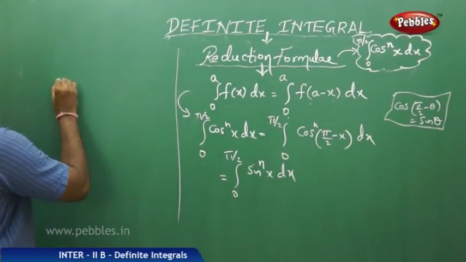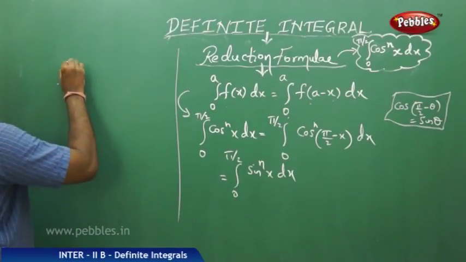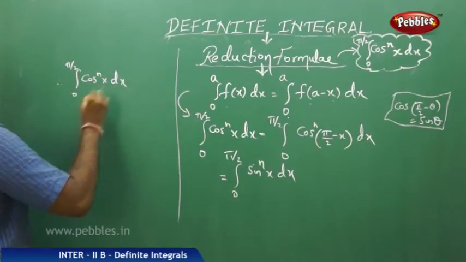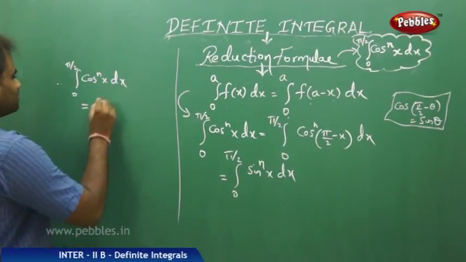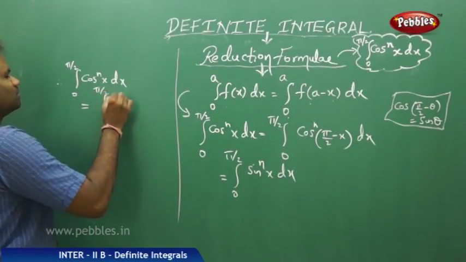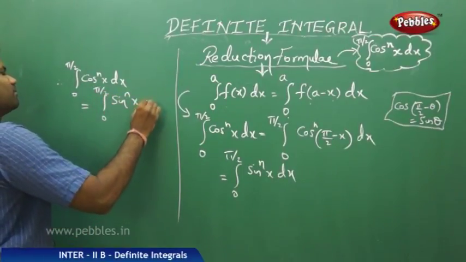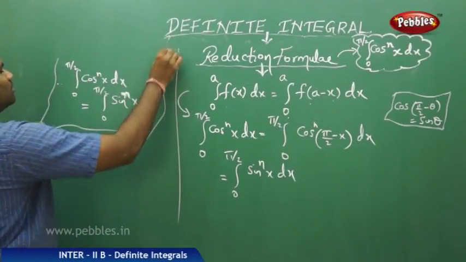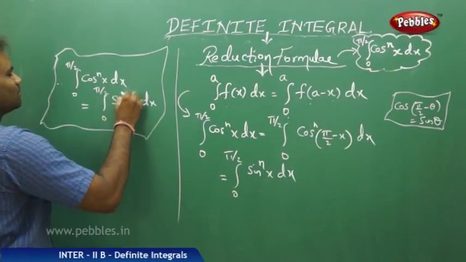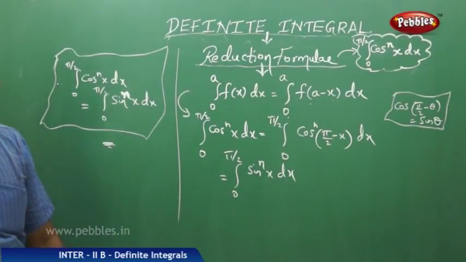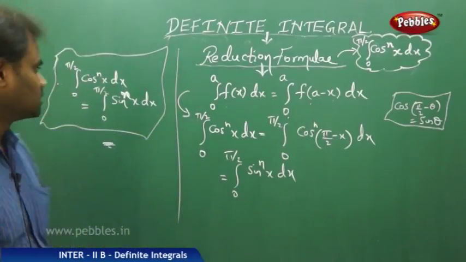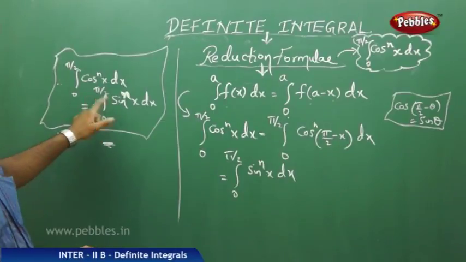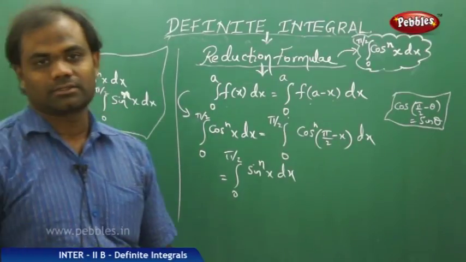Therefore, integral of 0 to pi by 2 cos power nx dx will be integral 0 to pi by 2 of sine power nx dx. Both are equal. That's how we understand the two formulae are connected. Integral 0 to pi by 2 cos power nx dx is equal to integral 0 to pi by 2 sine power nx dx.